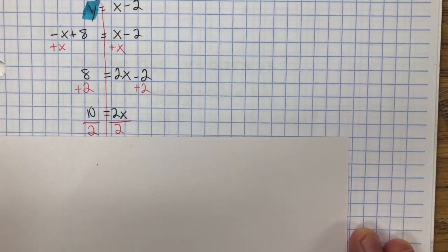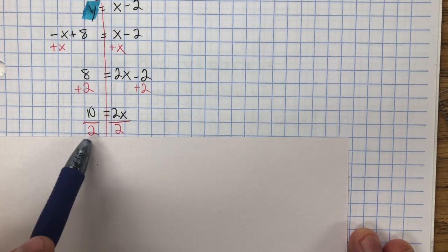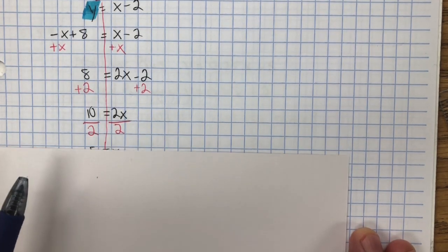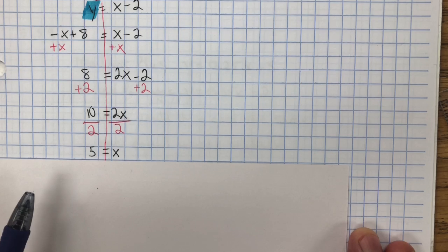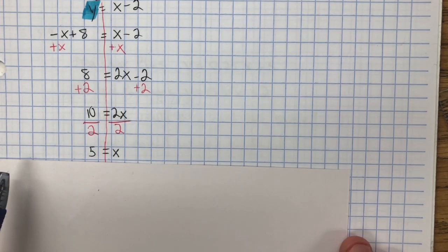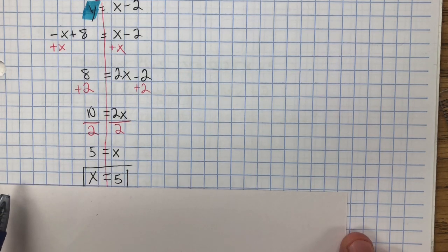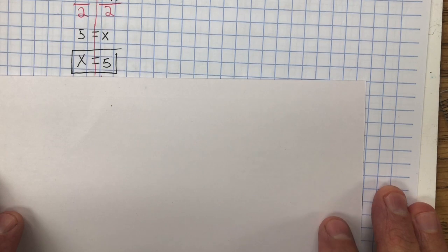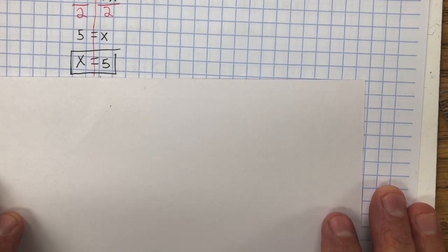Inverse property of multiplication is division. So we create the giant 1. Divide both sides by 2. And 10 divided by 2 is 5. 5 equals x, but we want to know the value of x. So the proper way of writing it is x equals 5. Now that we know what x equals, we need to solve for y.